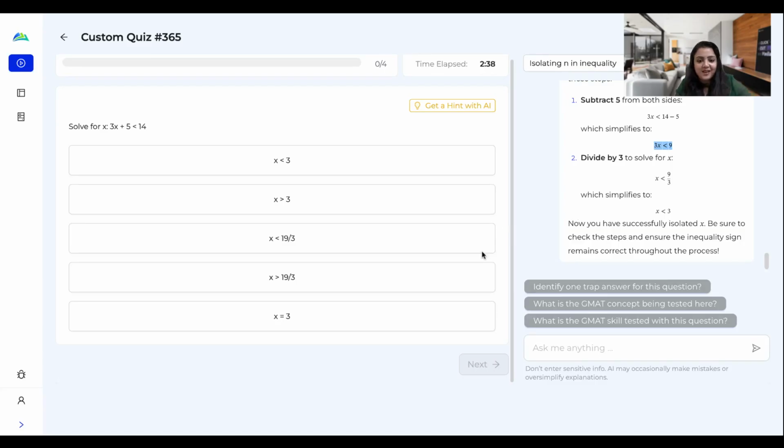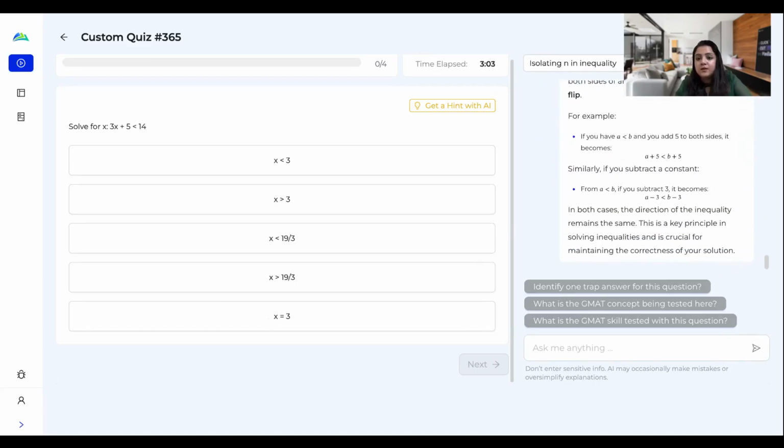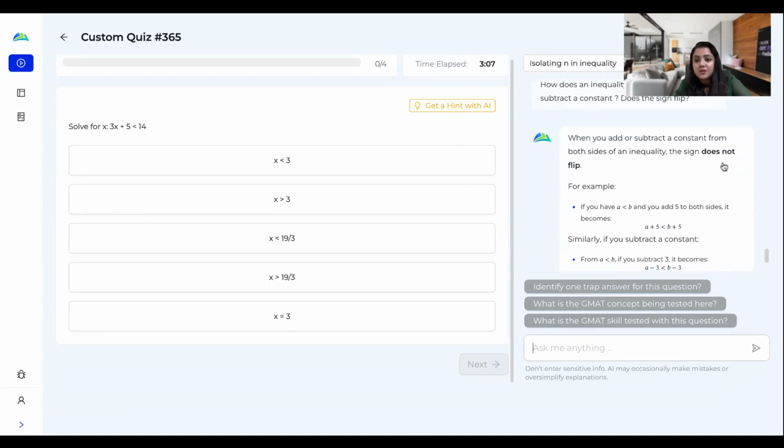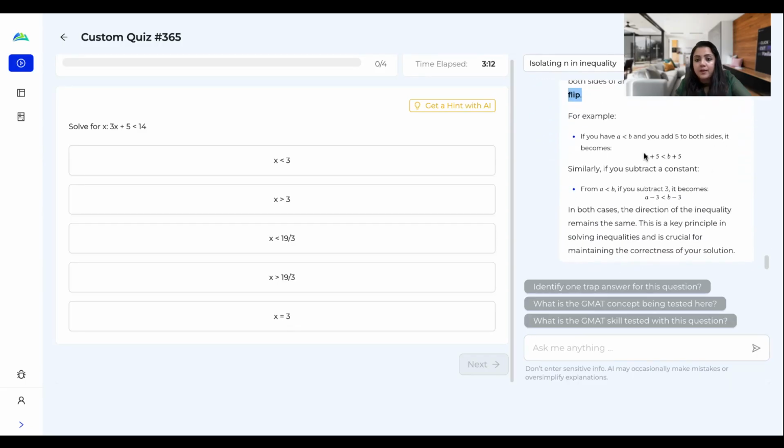But let's ask that to the AI. When you add or subtract a constant from both sides of the inequality, the sign does not flip. That there is no change in the sign. So if you have an inequality like this, it gives you an extra example. If you have a plus 5 less than b plus 5, you subtract 5, no change. If you add a 3 or subtract a 3, no change in the sign of inequality.